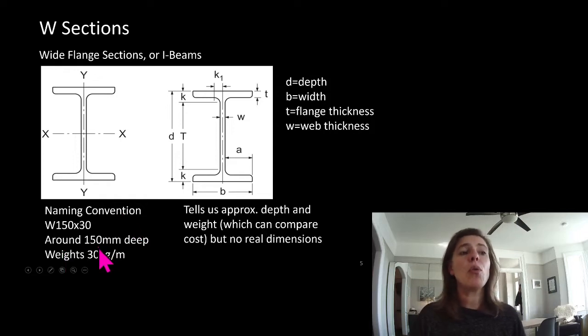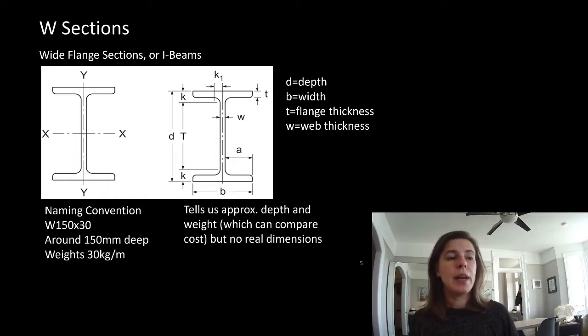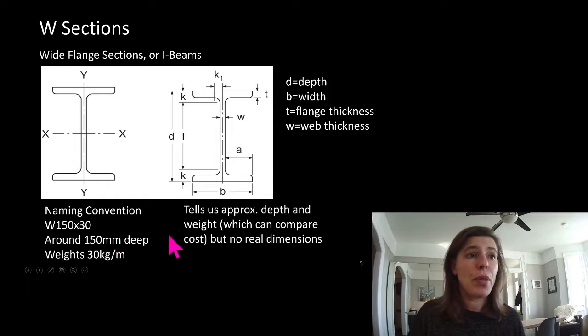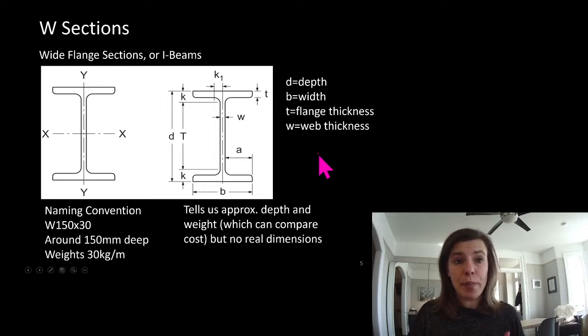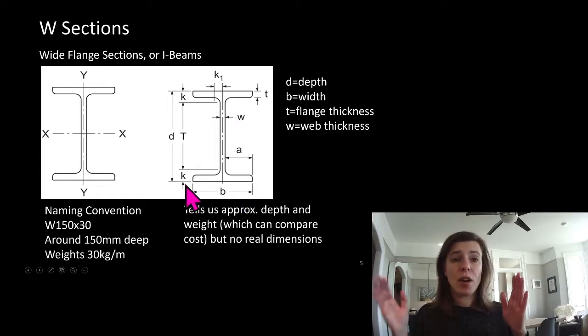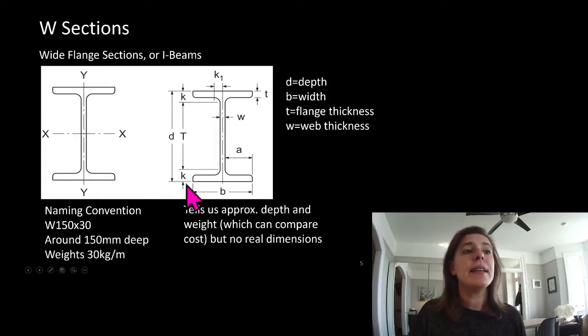So remember, though, that it's only around 150 millimeters deep. To find out the actual depth, you can look in the steel section tables, and that will tell you D for the depth, B for the width, T is the flange thickness, and W is the web thickness. So these are our flanges, and this is our web here. B is our width, and D is our depth.